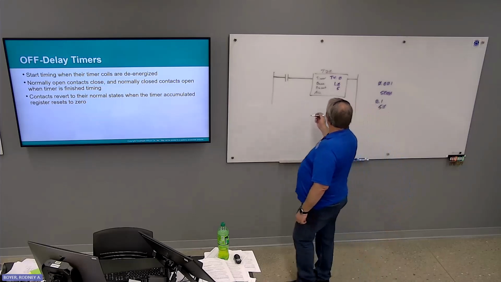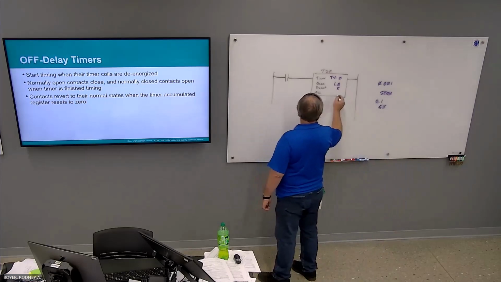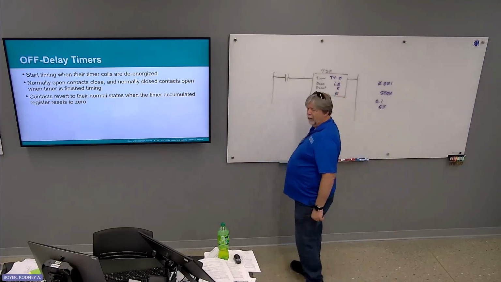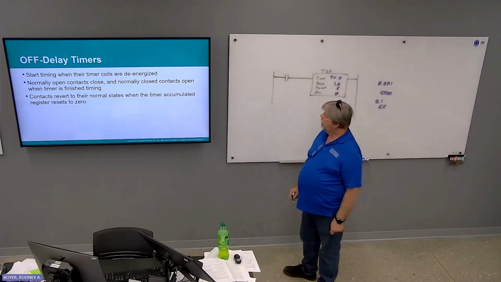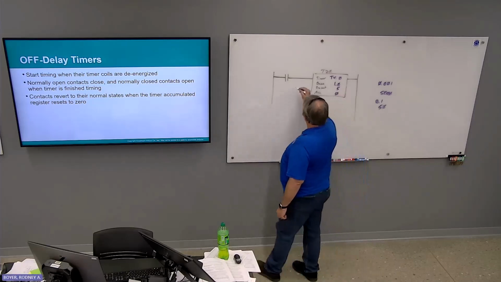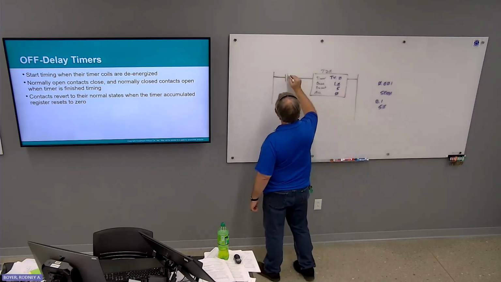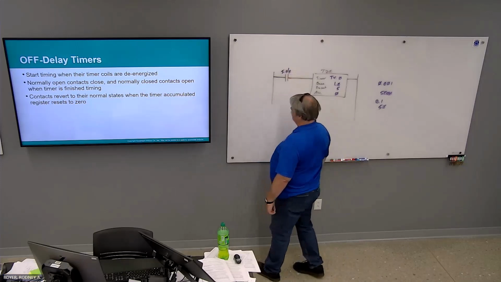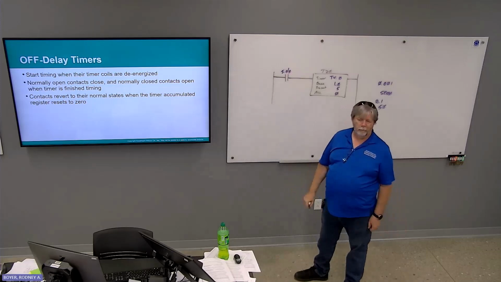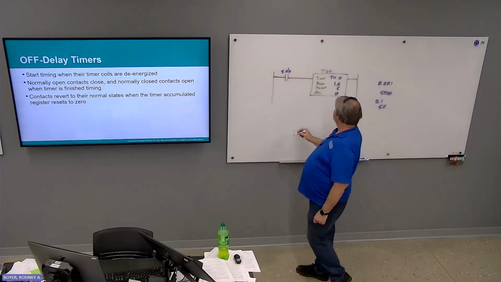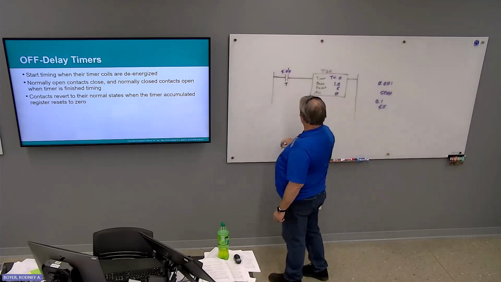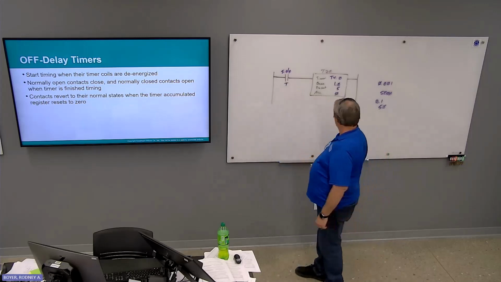So, the accumulated value always starts at 0. Say I'm using an E-stop to start the timer. As soon as this evaluates as true, well, I guess I need to back up just a little bit here.